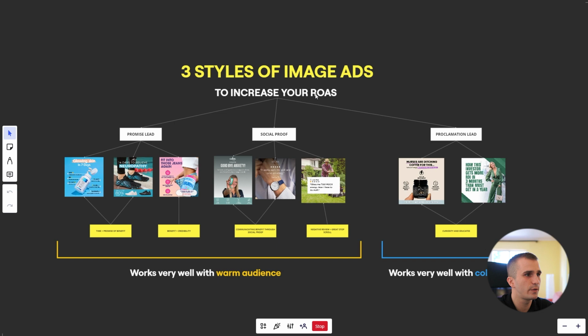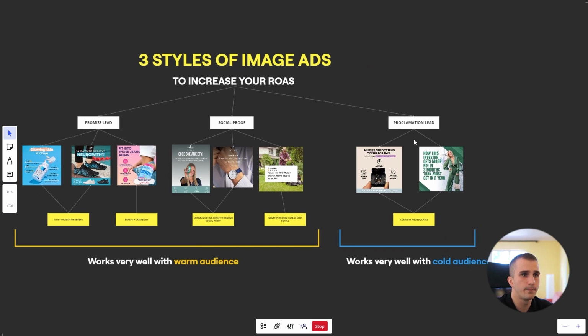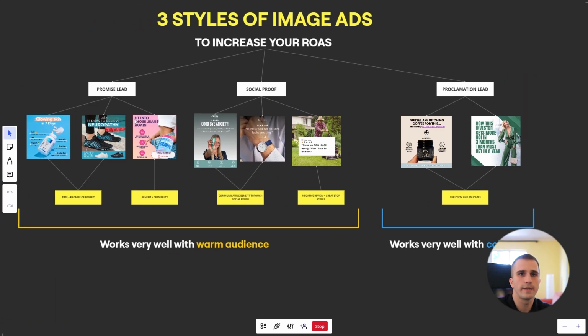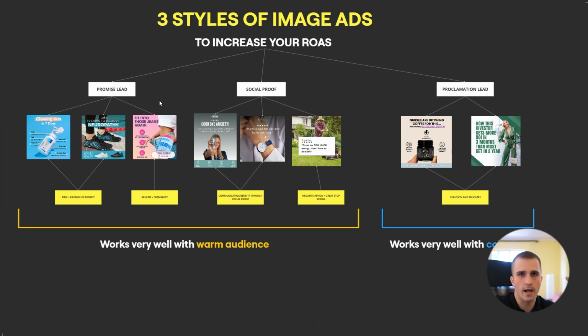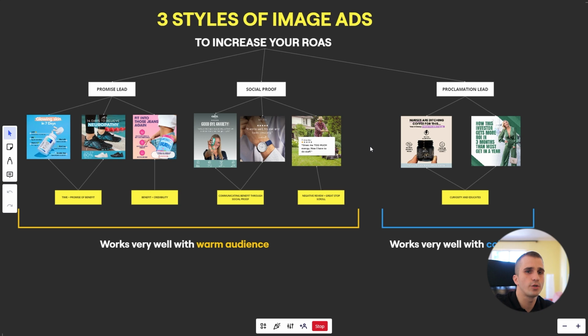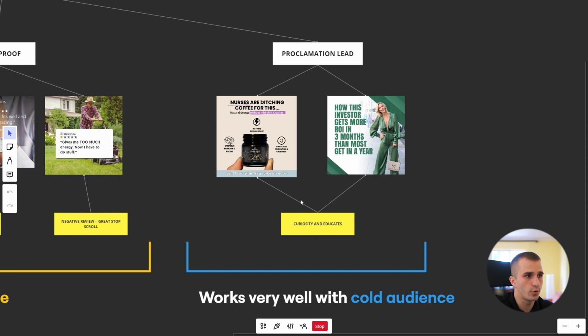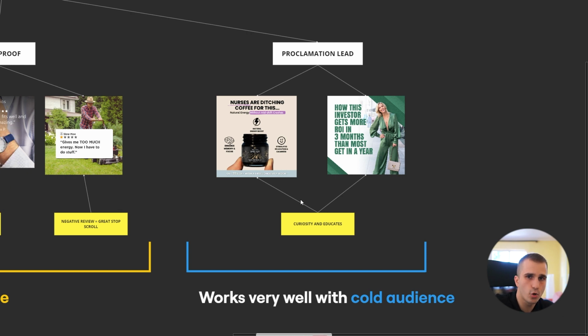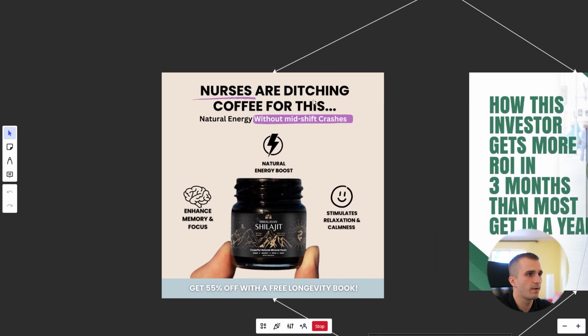And that's the main difference between these two types of ads, which are the Promise Lead and social proof, and the Proclamation Lead. Because if you're targeting your visitors just with the benefits and all these things, you are going with the assumption that they know about the problem and they potentially know about the solution. But if you're targeting them with the proclamation or secret lead or even the story lead, you have a chance to educate them about your product, about the problem that they have, and that way you can expand through the cold audience and earn more revenue from your ad. So that's the example from the first ad.